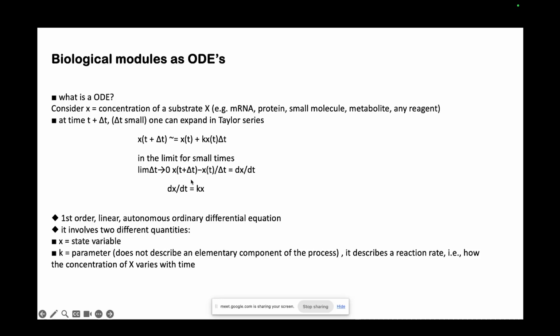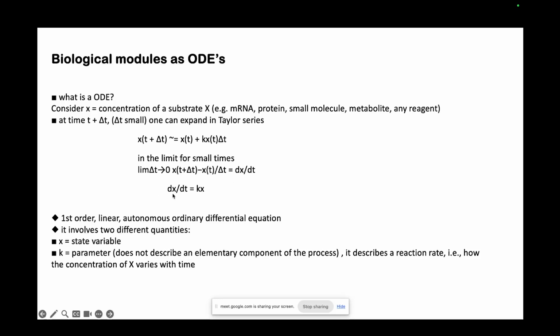Here x is your state variable, which you considered as the concentration of the substrate. k is the parameter. When you say dx/dt equal to kx, it means that your dx/dt is proportional to x. You add a proportionality constant k on top of that, which is actually your parameter, and this k will differ under different conditions, different substrates, different molecules that you are using.